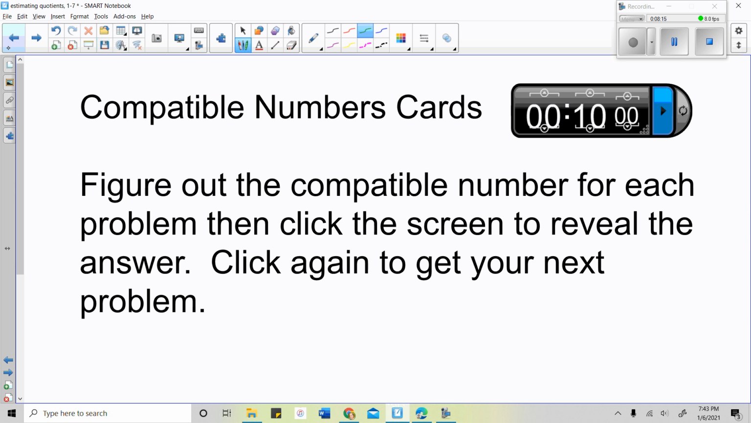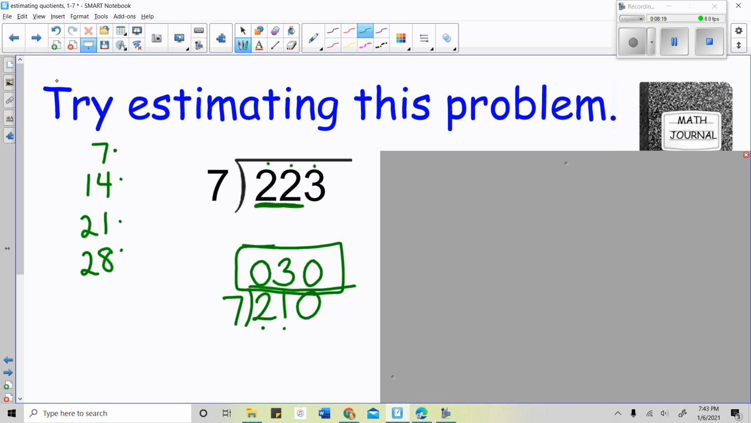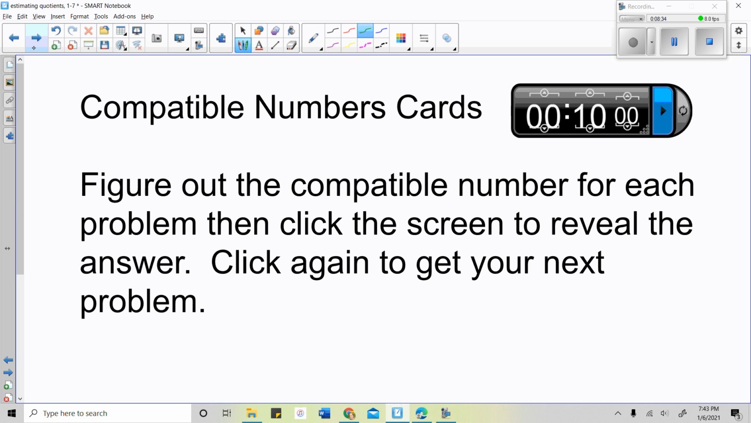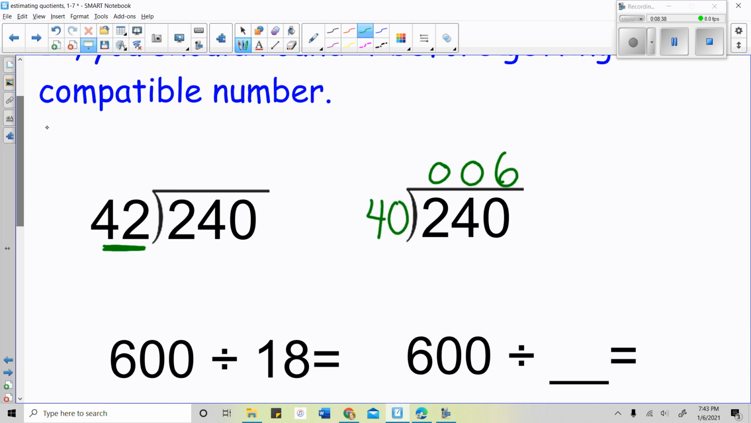So just a quick little recap of what we learned in this video here. Okay, we learned that when you're estimating division, you get what's called a compatible number. You do that by counting and finding the closest number in the times tables, and then you divide and put your answer on top. We also learned that when you have a two-digit divisor, that you do need to round it to the tens place, and then you would get that compatible number.